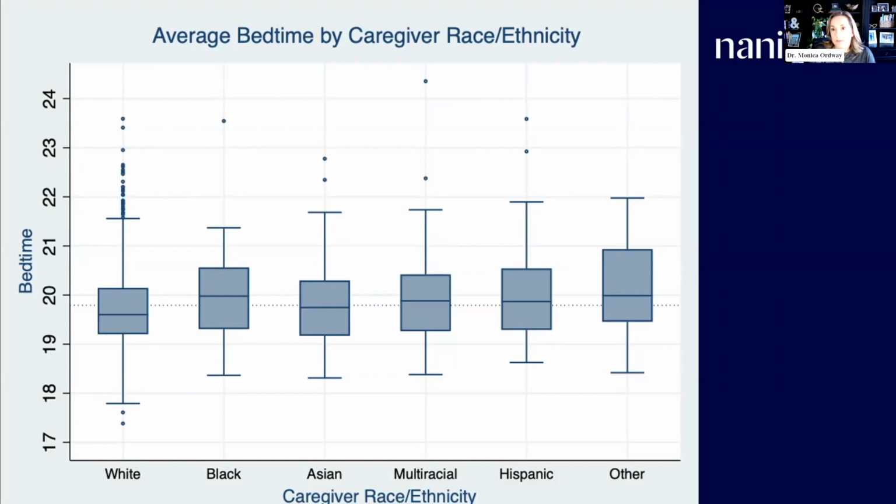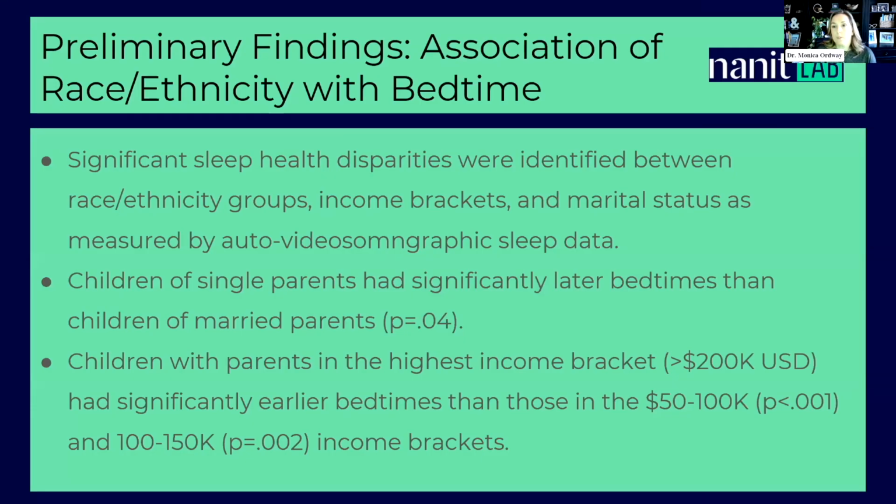Yet we did also find race and ethnicity differences, even among this higher income group. We also found differences in income brackets, as well as marital status. Children of single parents had significantly later bedtimes than children of married parents, and children and parents in the highest income bracket had significantly earlier bedtimes than those in the next lower bracket, and more so in the 50 to 100,000 a year, in US dollars.